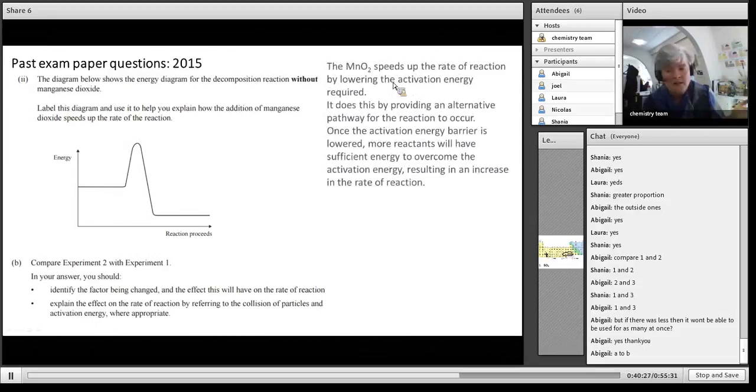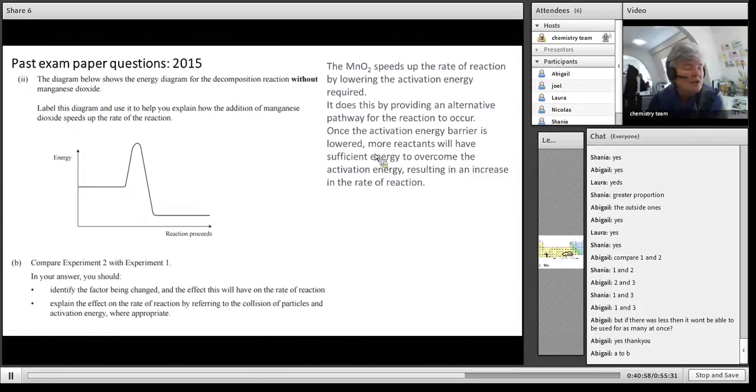So, this is what the model answer gave in the assessment schedule. So it's basically the manganese dioxide speeds up the rate of the reaction by lowering the activation energy required, and it does this by providing an alternate pathway. Don't just say it speeds up the reaction because it's lowered the activation energy. Make it clear you've understood there is another pathway for it. It's the tunnel, but we still have the hill to go over for those that want to do it.